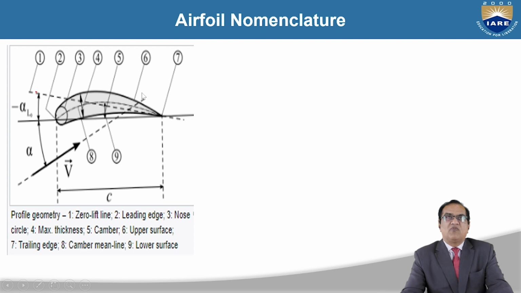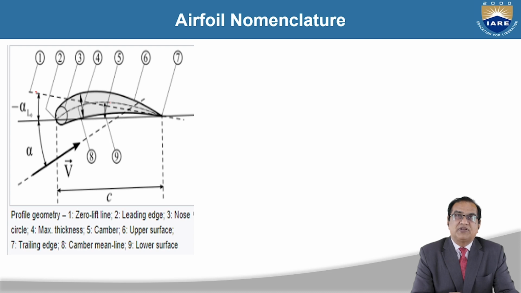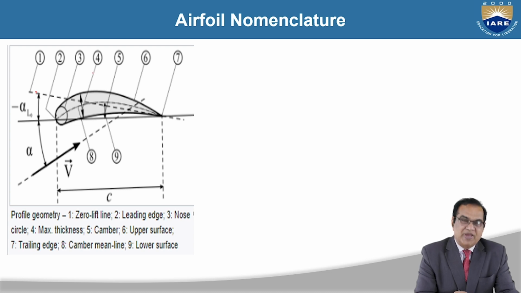8 is the camber line, the mean camber line, and 9 is the lower surface. So this 1 to 9 is very, very important. Zero lift line, then leading edge, the number 2. Number 3 is your nose circle. Number 4 is maximum thickness here. Then 5 is the camber of this airfoil. 6 is upper surface. 7 is a trailing edge. 8 is the mean camber line, and 9 is the lower surface.